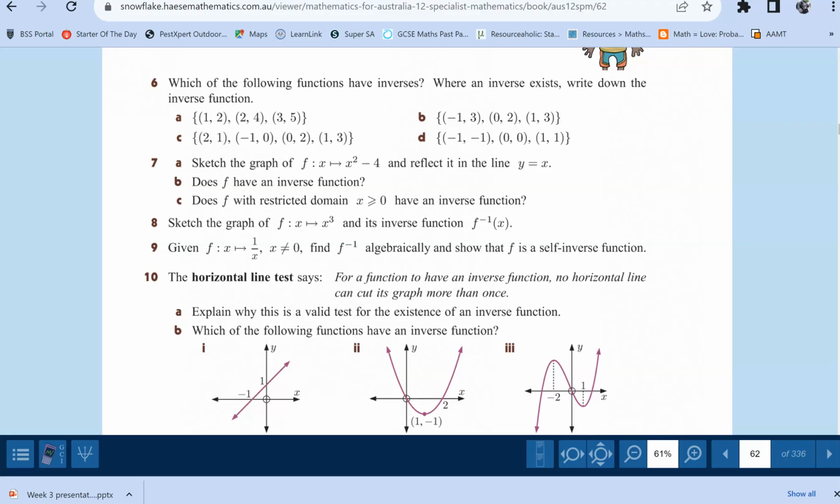Which of the following functions have inverses? So what's it really asking? Is it 1-to-1 or not? If it is 1-to-1, then it will have an inverse. If it is not 1-to-1, then it will not have an inverse. How can you tell just from coordinates if it's going to be 1-to-1 or not?